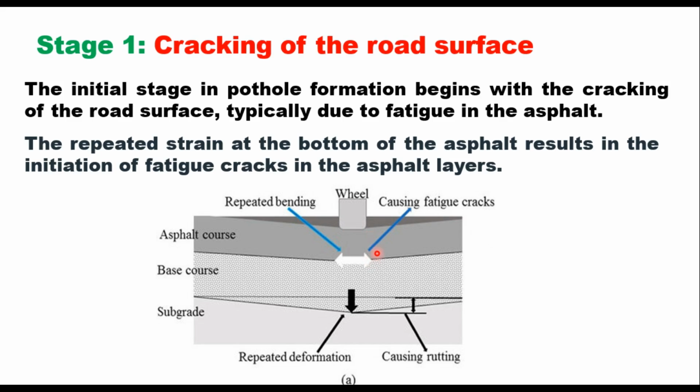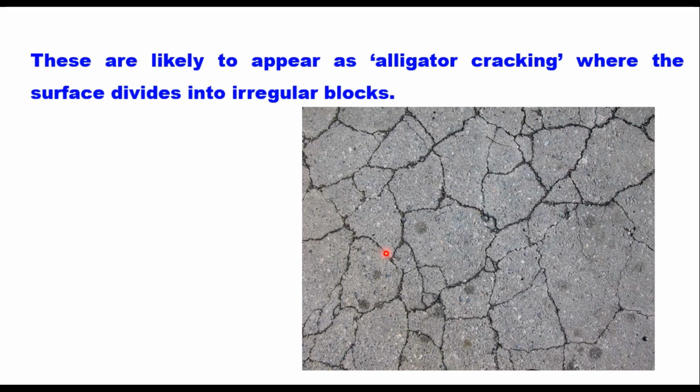If the pavement layers are not strong and stiff enough to take the applied level of traffic loading, they will deflect under wheel load, and the repeated strain at the bottom of the asphalt results in the initiation and propagation of fatigue cracks in the asphalt layers. These are likely to appear as alligator cracking, where the surface divides into regular or irregular blocks.